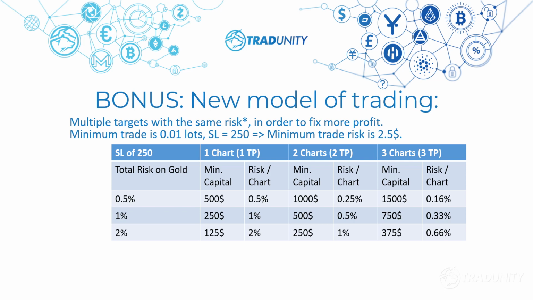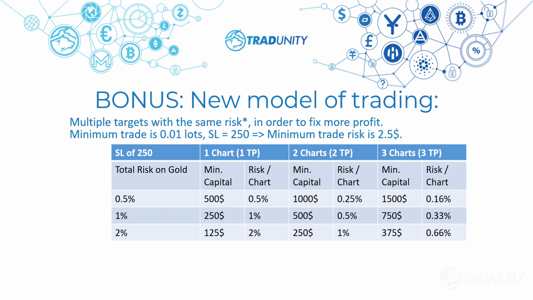If you have 2 charts, then you'll have to have $1,000 as a minimal capital, and the risk per chart would be 0.25%. And in total, of course, you'll have 0.5%. And the same goes for 3 charts. Then each trade of 0.01 lots will represent 0.16% of your total capital, so that in total you will have 0.5%. And then minimal capital for that is $1,500. Going higher with the risk, the capital decreases.